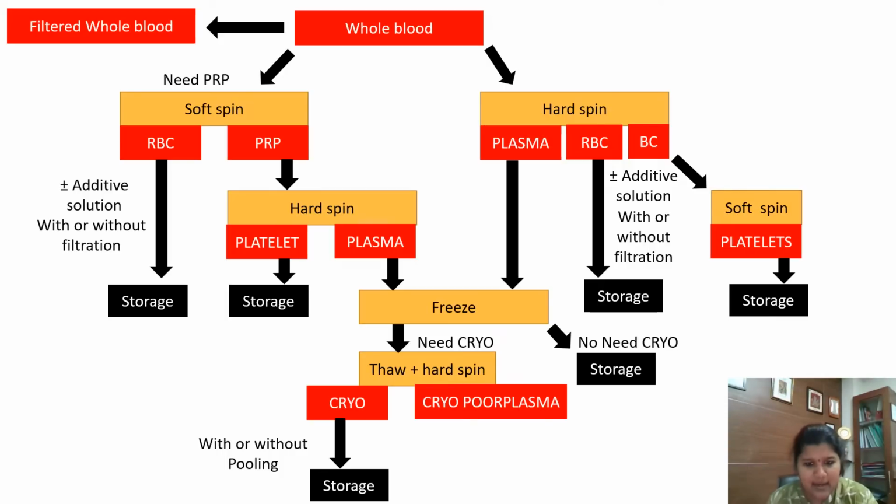Now, if we need cryo, all that we have to do is take the frozen plasma, thaw it and subject it to a hard spin. If we subject it to a hard spin, there will be cryo poor plasma and cryo. The cryo will then be subjected to storage with or without cooling.